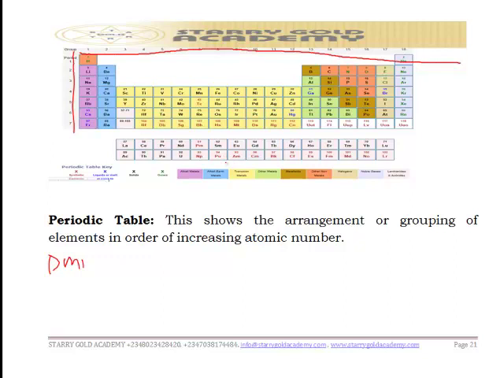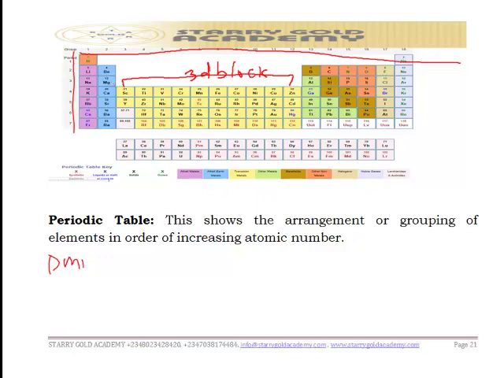Some textbooks or materials will tell you we have group 1 to group 18. Some will say we have group 1 to group 0. So if you have any material or you've seen any periodic table that indicates group 1 to group 18, that means they are including what we call the transition metals. These are the transition metals. They are also known as the 3D block. We'll talk about them later.